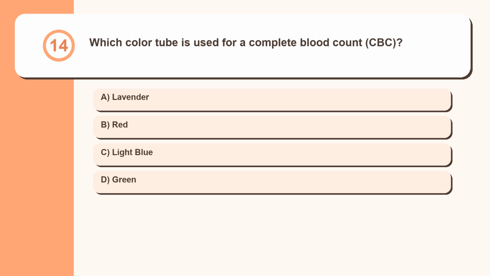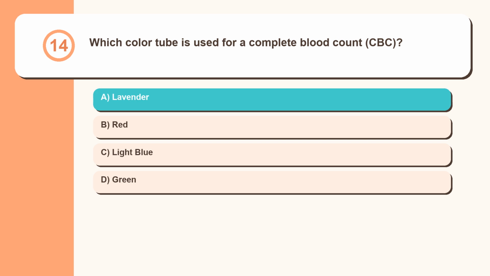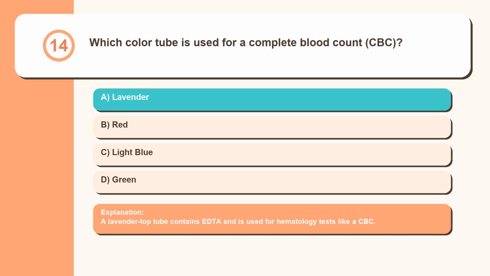Question 14. Which color tube is used for a complete blood count, CBC? Lavender, red, light blue, green. A lavender top tube contains EDTA and is used for hematology tests like a CBC.